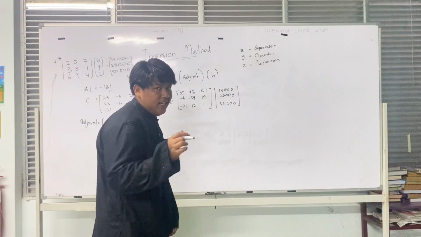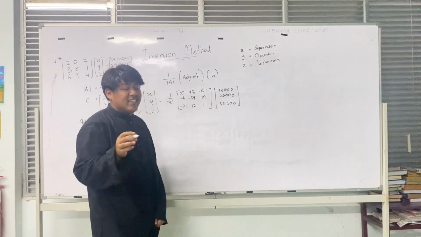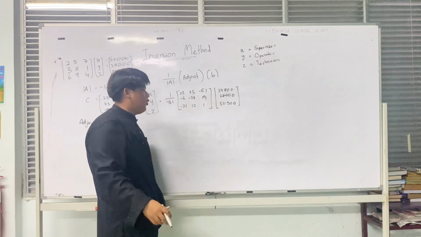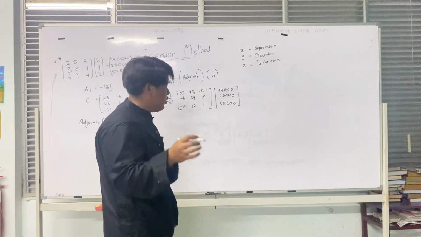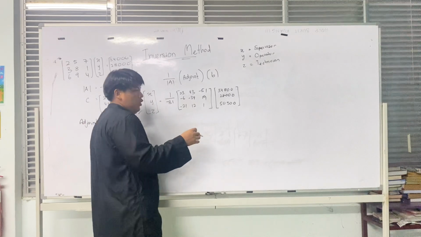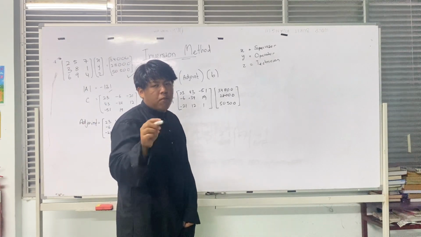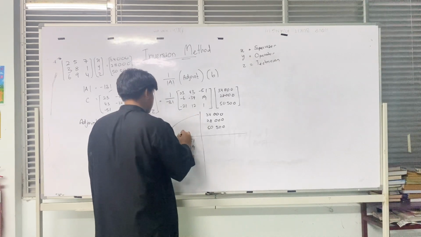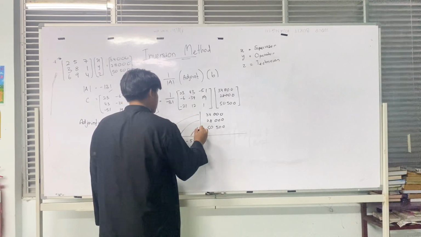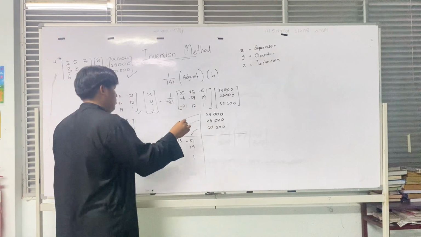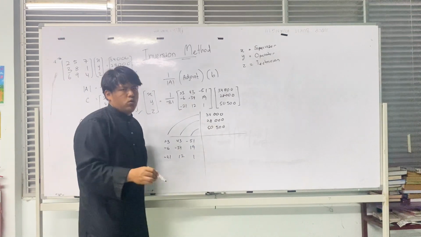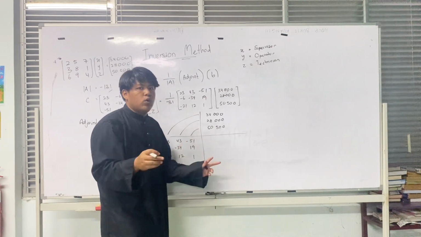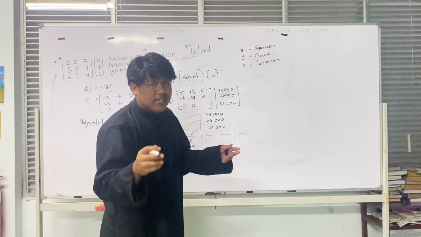Okay, for easy, we must multiply the adjoint with B first. So how? We must do it with the box calculation. We multiply with the column and row. So how do we know what's the order of the last answer?